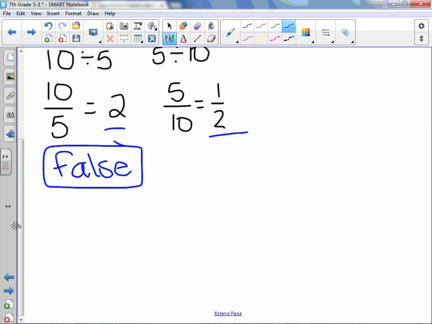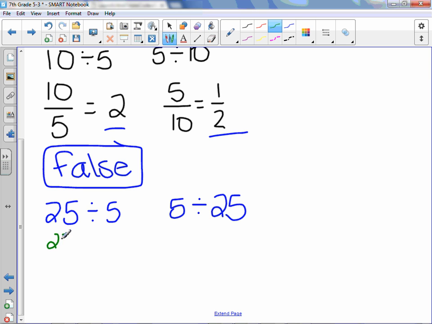Let's do 25 divided by 5 and 5 divided by 25. Well, 25 divided by 5 equals 5. And 5 divided by 25, we can reduce it, would equal 1/5. Again, proving it to be false.